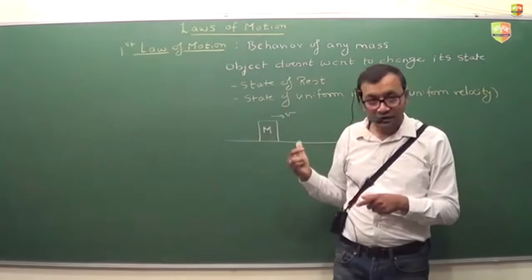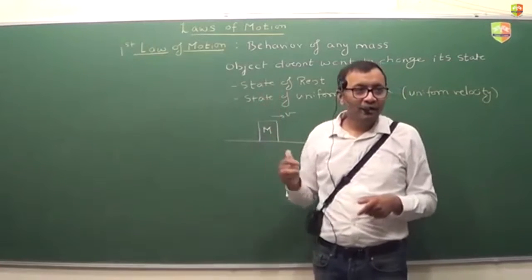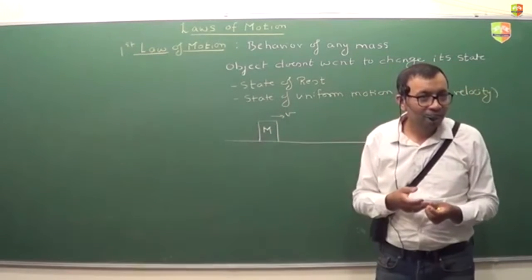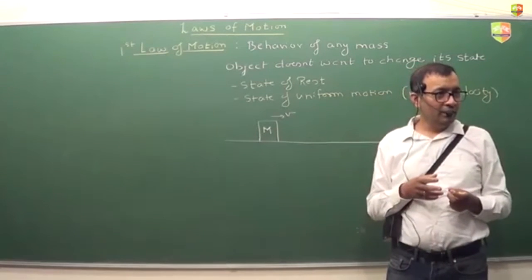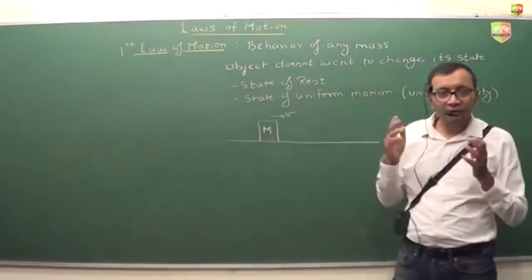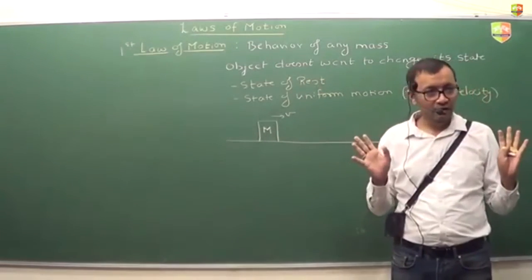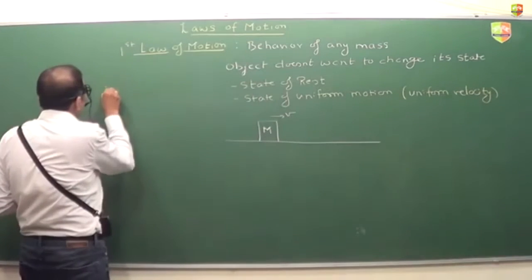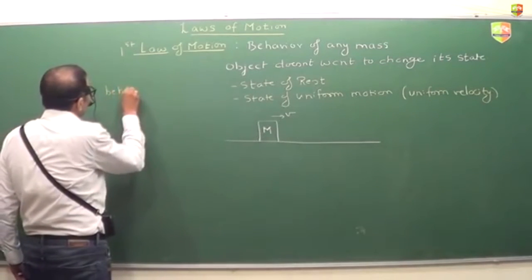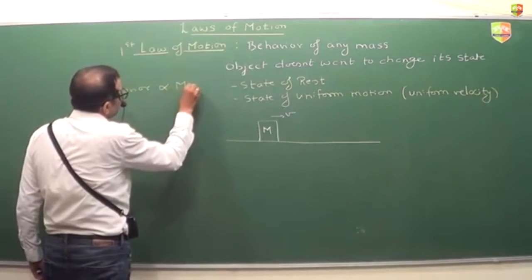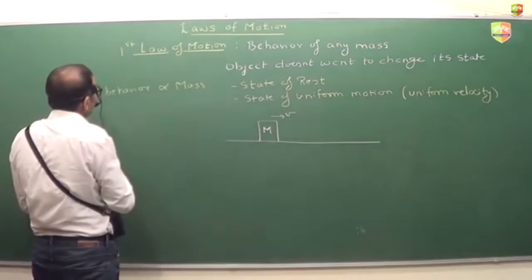So these two behaviors are stronger for heavier mass. Getting it? So there is intensity of behavior also. These two behaviors will definitely be there for each and every object, but the intensity of the behavior is more for heavier mass. So this behavior is proportional to the mass. Yes or no? Okay?